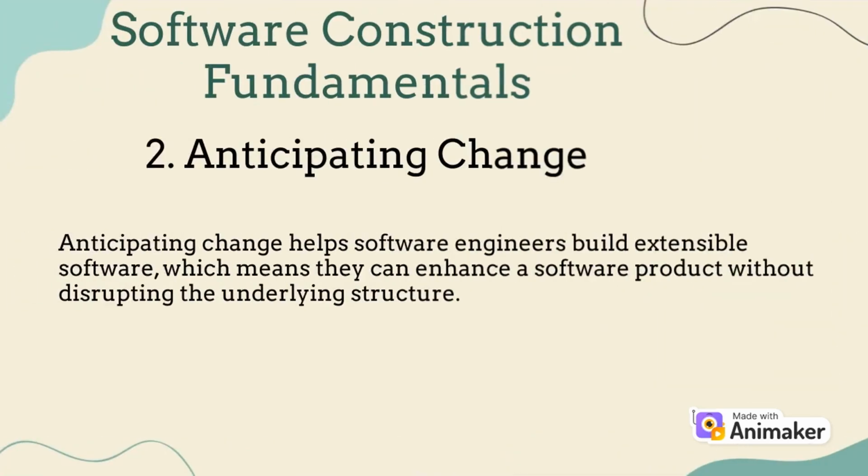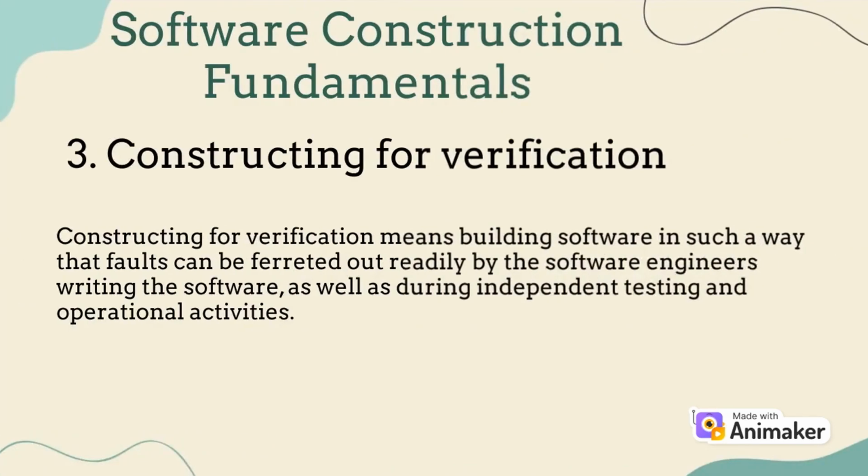Next, the second one is anticipating change. Anticipating change helps software engineers build extensible software, which means they can enhance a software product without disrupting the underlying structure. The third one is constructing for verification. Constructing for verification means building software in such a way that faults can be ferreted out readily by the software engineers running the software, as well as during independent testing and operational activities.